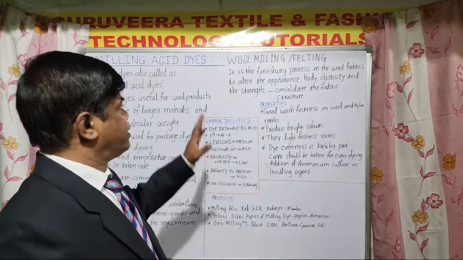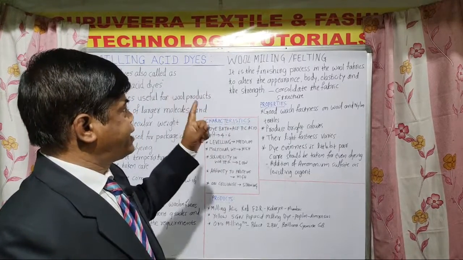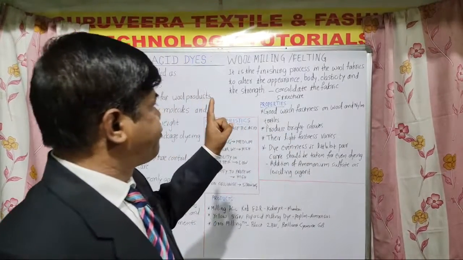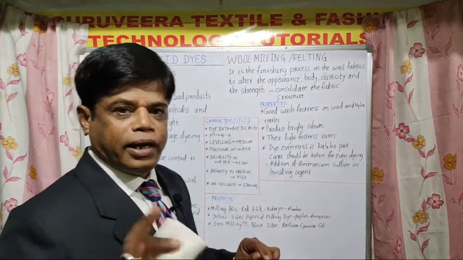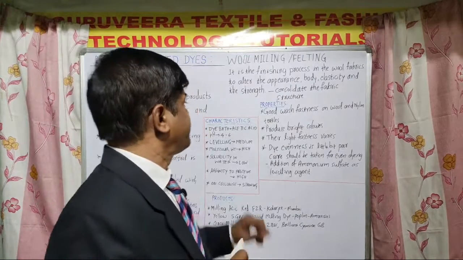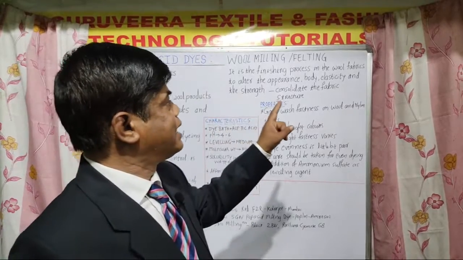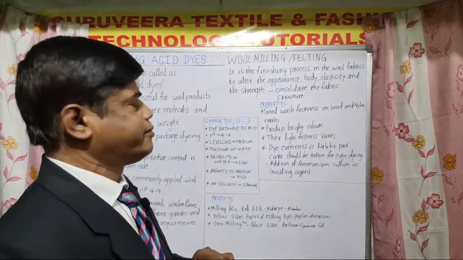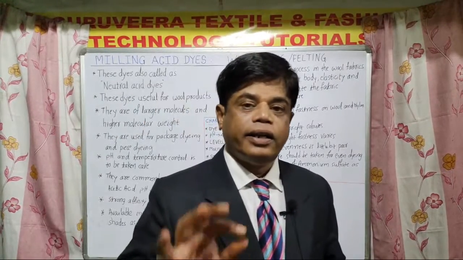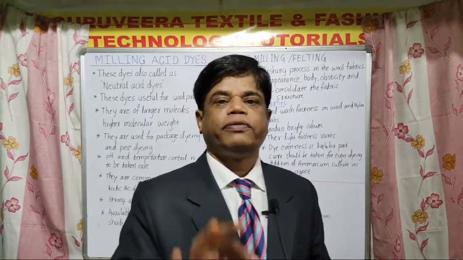See, I am telling you the definition of milling or felting. It is the finishing, felting or milling. Now I am telling, okay. It is the finishing process. Milling is the finishing process in wool fabrics, to alter the appearance, body, elasticity and the strength. Okay? Means when it is to finish the fabric, milling is used. Milling is the process used for finishing.